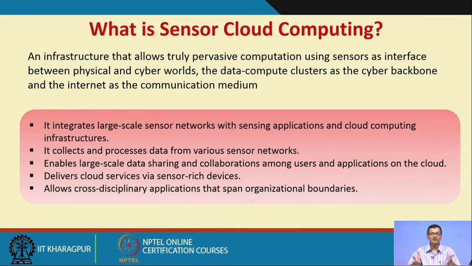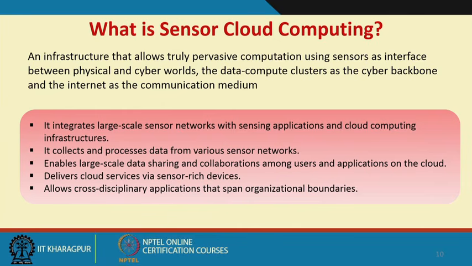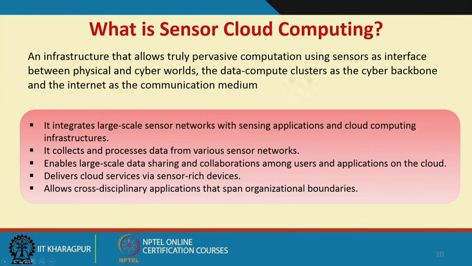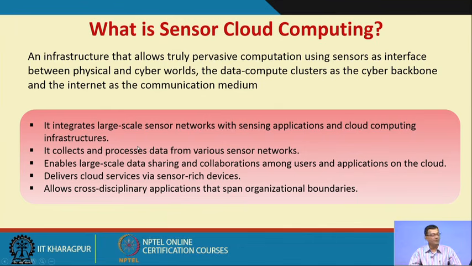So, it is an amalgamation of these different technologies to basically support a real time application or real time processing of information. It integrates large scale sensor networks with sensing applications and cloud computing infrastructure. It collects and processes data from various sensor networks, enables large scale data sharing and collaboration among users and applications of cloud, delivers cloud services by sensor rich devices, and allows cross disciplinary applications that span organizational boundaries.